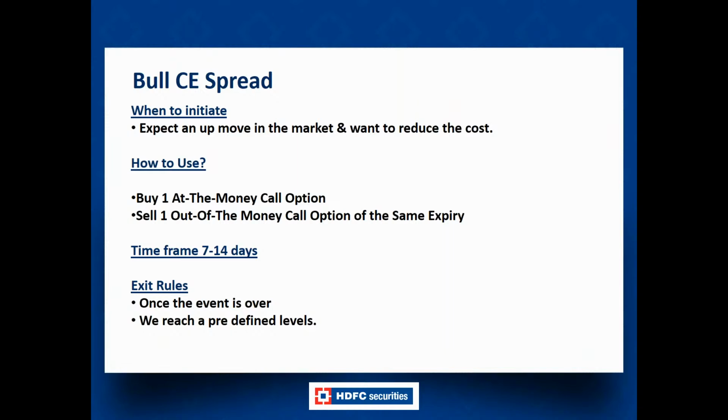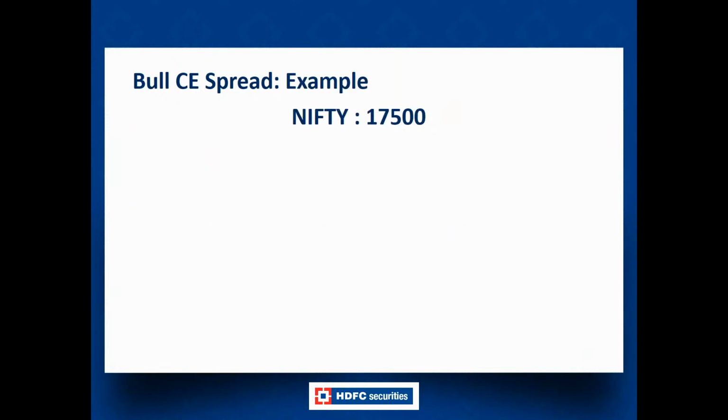Exit rules for the strategy: one, if you're playing for an event, once the event is over, you should exit the strategy, or if you reach a predefined level. Now what is a predefined level? Whatever out of the money option you sell, if Nifty or any stock you're selling reaches that level, that is the predefined level where you should ideally exit this strategy. And if you still have a positive view, you can initiate one more strategy for the higher strike prices. So this is the narration of bull call spread.